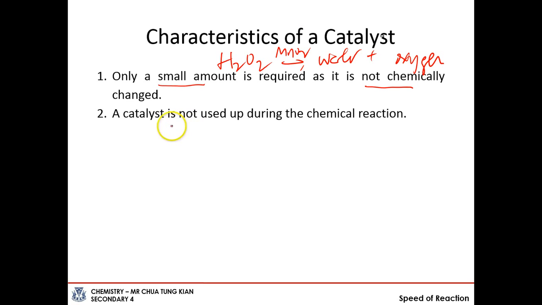Next, it is not used up during a chemical reaction. If it is chemically unchanged, it means that at the end of the day, I can obtain back the catalyst. So this is the same as saying that it is not used up during the chemical reaction.